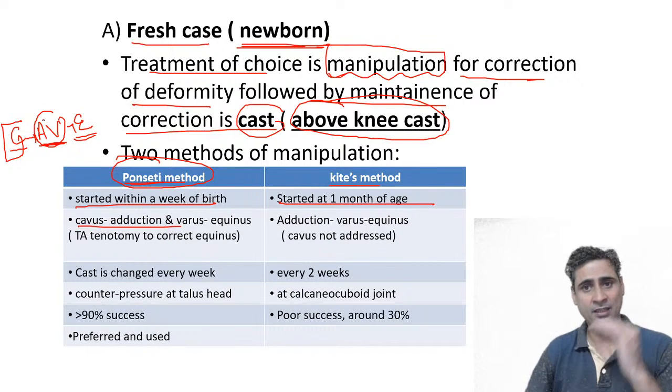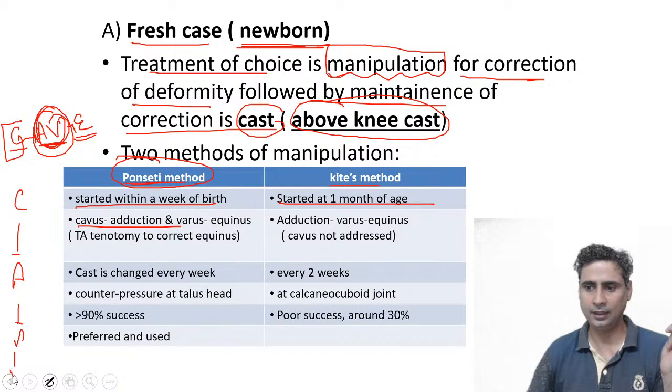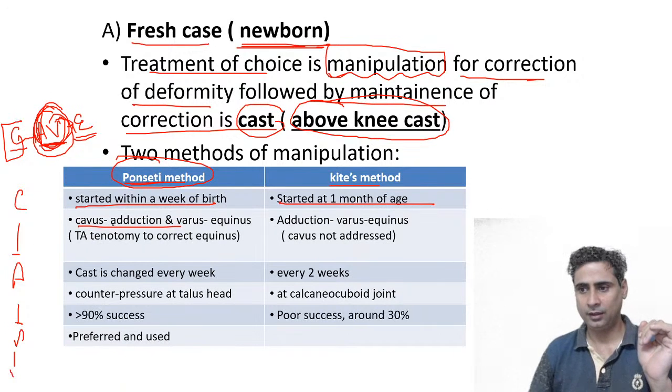Now this is the basic principle of the Ponseti method. We are correcting the deformities together. So this CAVE is not like C, A, V, E. Okay, A and V are together. So first cavus, adduction and varus, then finally equinus.